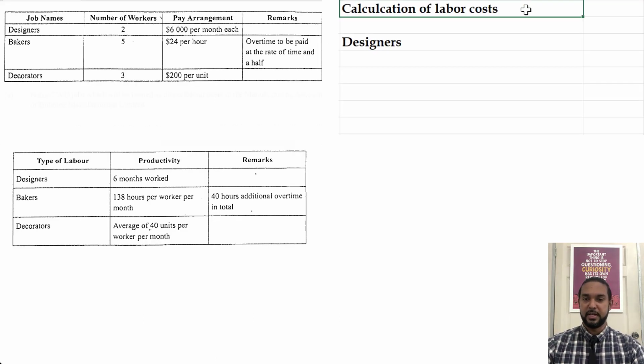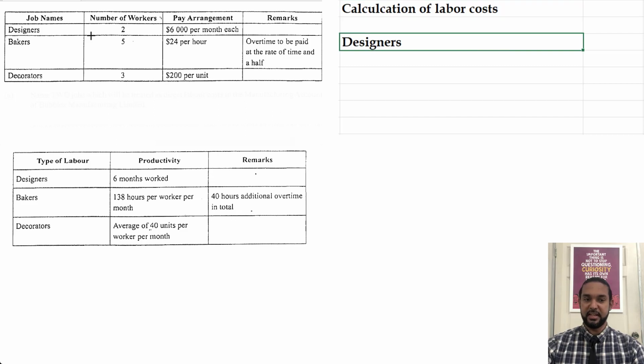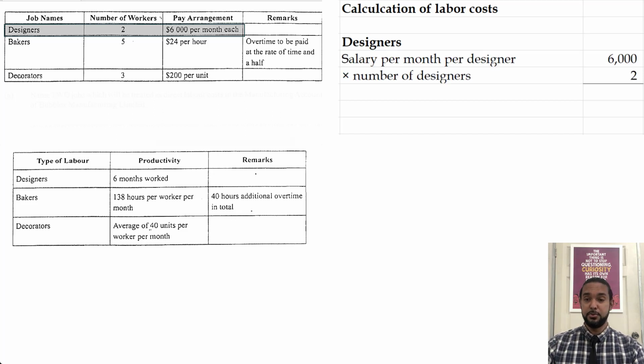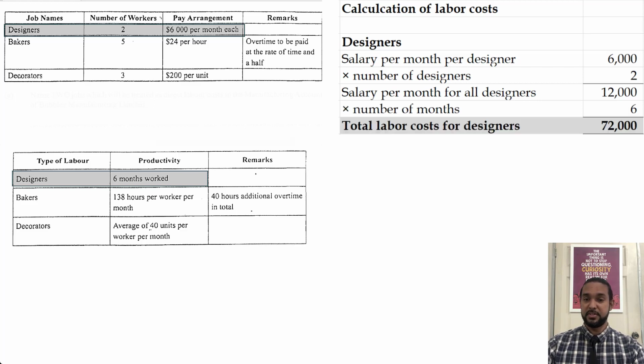All right, so we have calculation of labor costs, and we're going to start with the designers. In the source information, we have 2 designers who work for $6,000 each per month. So the total monthly pay for designers: salary per month is $6,000, number of designers is 2. So every month you're paying $12,000 in salaries for designers. And of course, down here it says there were 6 months worked. So all we have to do to find the total pay for designers is multiply 12,000 by 6, which gives us 72,000.